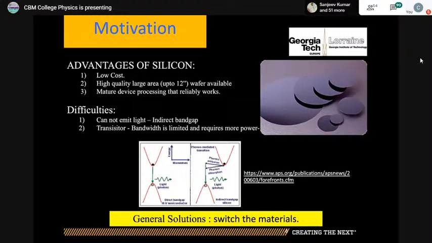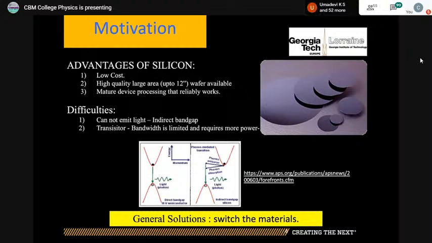So you can have an electron transition from your conduction band minimum to a valence band maximum without losing any additional energy. In the case of an indirect band gap material such as silicon, you see that the conduction band minimum and valence band maximum are not aligned.